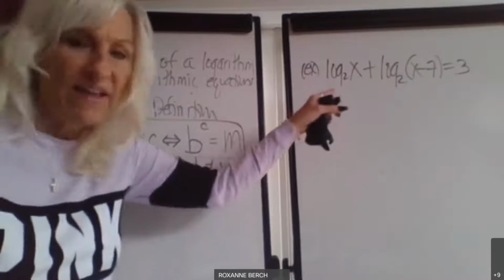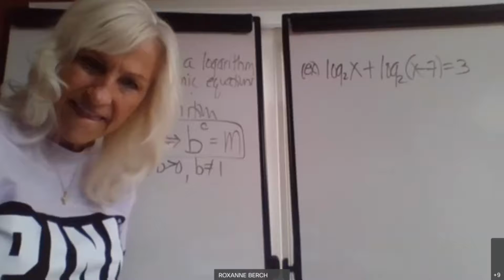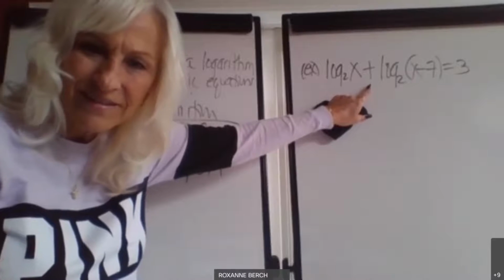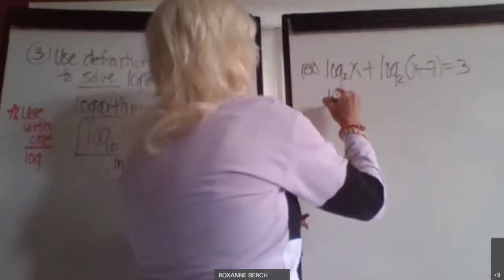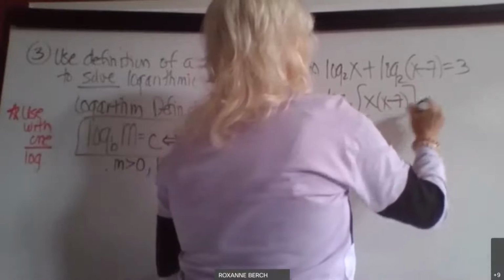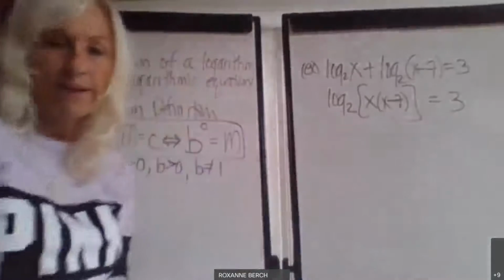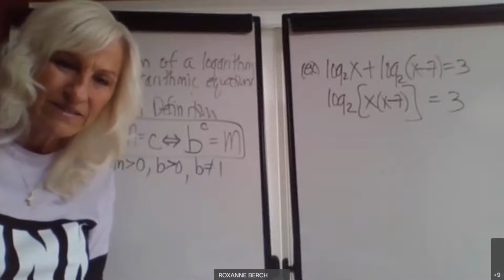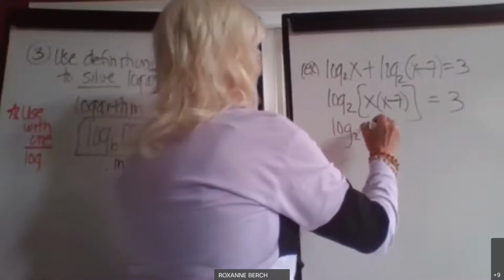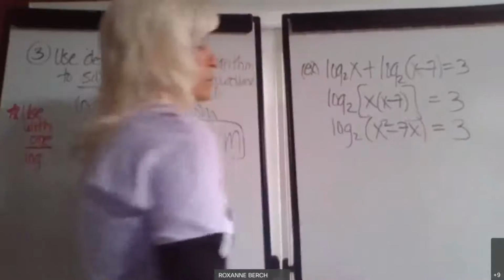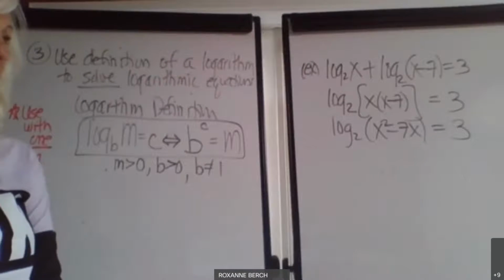Well, look at it. Can't we make this one log by condensing? Can't we change a sum to a product? So can't we write log base 2 of x times x minus 7 equals 3 by using the product property? Remember condensing? So isn't this log base 2 of x squared minus 7x equals 3? Distribute, right?